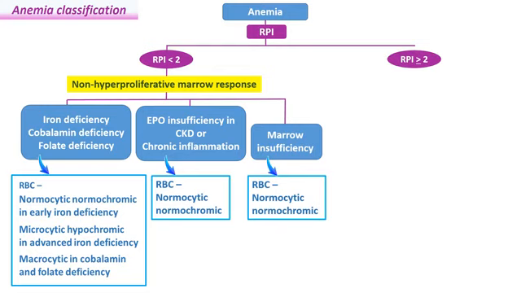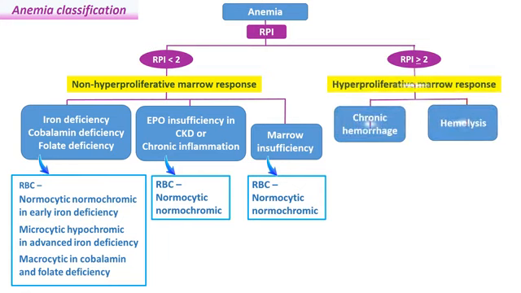In cobalamin and folate deficiency, it is the macrocytic RBC. Now come to the erythropoietin insufficiency, it is the normocytic normochromic RBC. In marrow insufficiency, it is normocytic normochromic RBC. Now come to the RPI 2 or more. This is the hyperproliferative marrow response. Under this setting, two important items: chronic hemorrhage and hemolysis.